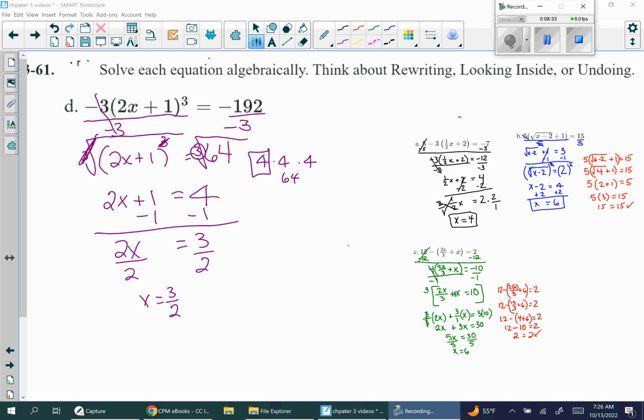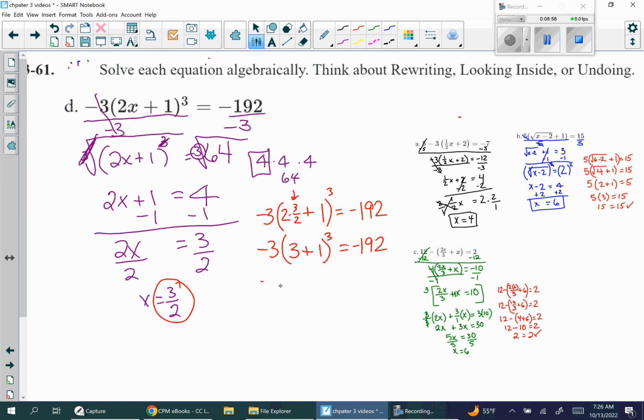And I do think, as inconvenient as it's going to be, we're going to go ahead and take a moment to check that. All right, so I just substituted my 3 halves answer in for x, and let's see what happens. Negative 3 times 2 times 3 is 6, divided by 2 is 3, plus 1 cubed equals negative 192. We have to do the inside of the parentheses first, so 3 plus 1 is 4 cubed equals negative 192, and then we get negative 3 times 4 times 4 times 4 is 64 equals negative 192, and negative 3 times 64 is negative 192.